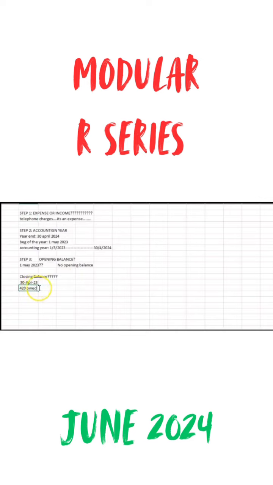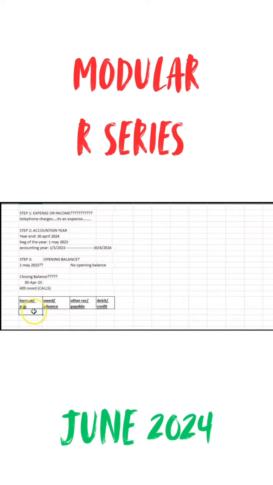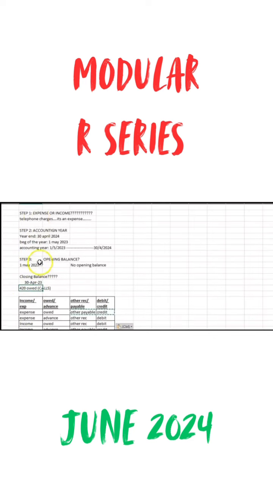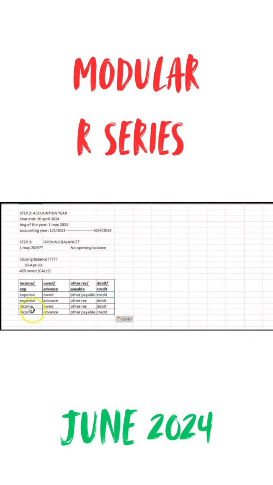Now what do we do when we have an expense that is owed? To know the entry, we can remember some rules for step 3. If it's an expense owed, then it is an other payable and therefore credit. If it's an expense paid in advance, then it is an other receivable, so debit. The opposite is true for income. If it's income owed, then it's an other receivable and therefore debit. If it's income received in advance, then it's an other payable and therefore credit. So by looking at the rules, an expense owed is an other payable, so we credit the $420.